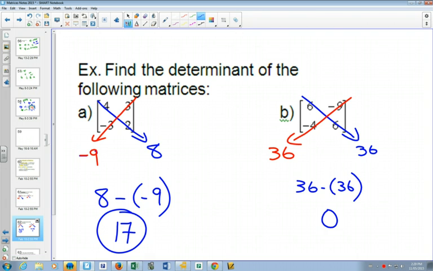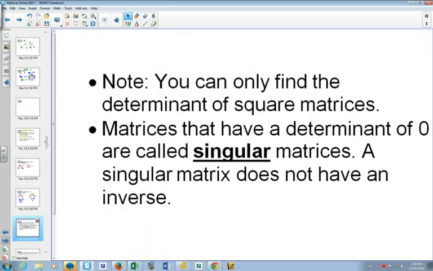What we're going to find out shortly about determinants is that the fact that this one has a determinant of 0 is significant. Well, they're both significant, but they're significant for different reasons. The 17 is significant, the 0 is significant, but when you get 0, something bad happens, and when you get other numbers, something good can happen. So something bad can happen with 0, right?